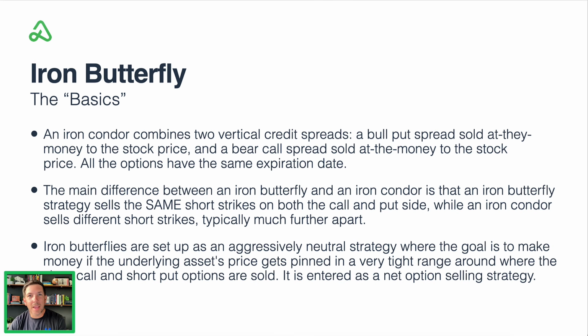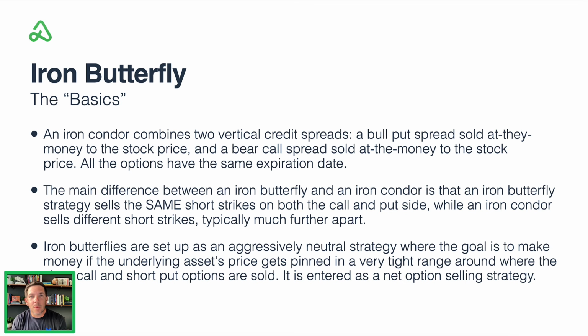So that's the main difference for an Iron Butterfly, is that it's exactly the same setup structurally as an Iron Condor, except Iron Butterflies have the exact same short strike that creates that kind of peak or triangle or point to the payoff diagram that you see when you build it inside of your Option Alpha account. You see that peak there, that's because you're selling the exact same short strike.